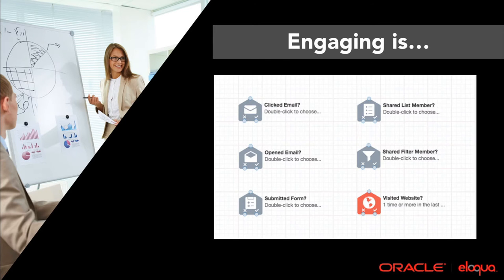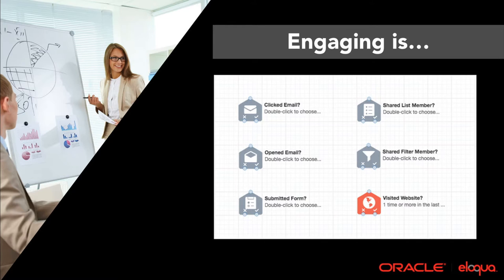But what is engaging and how does Eloqua see engaging? There are various steps on the campaign canvas that are the listening ones, and they've all got question marks after them. From an engagement point of view, that includes if somebody's clicking on an email, if they've opened an email, or submitted forms. Shared lists are another way to listen to what people are doing, because typically you'd be moving people around into various shared lists based on their behavior.